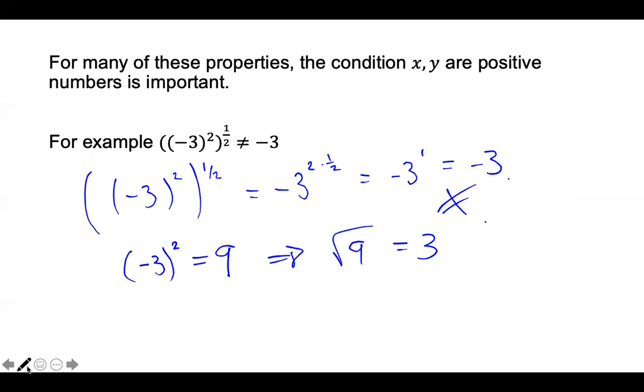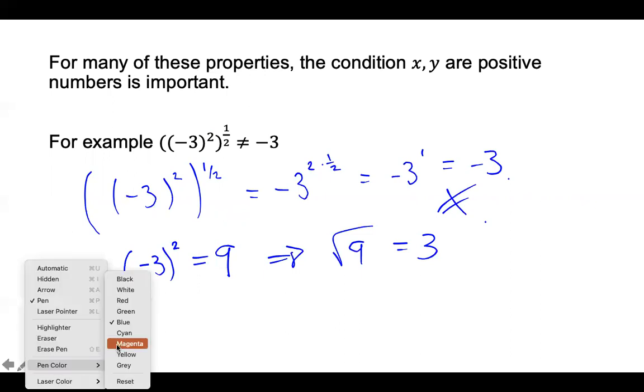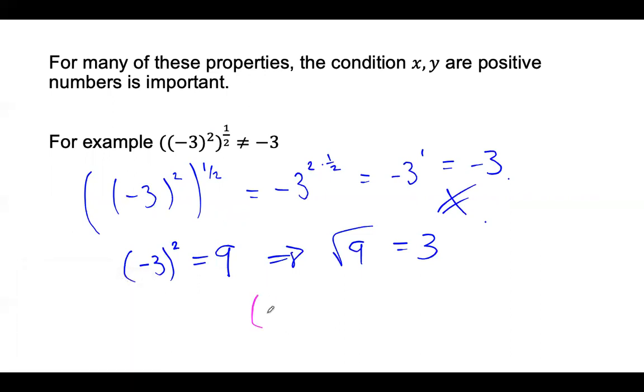But usually, let's write in a different color, X to the power, let's say P and Q, is usually X to P times Q if X is positive. This will hold all the time.